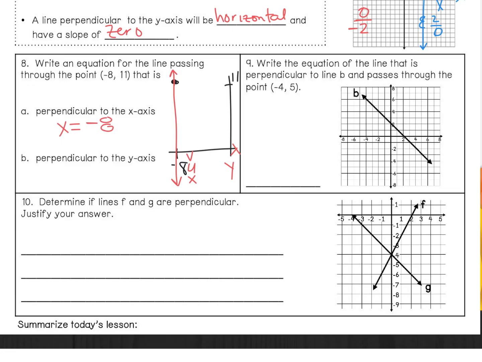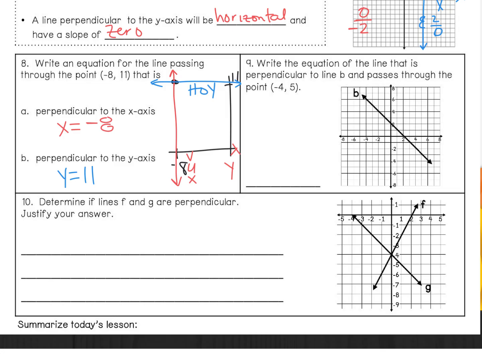x equals -8. If we are perpendicular to the y-axis, now we're OI because our y-axis was vertical, so we've got to go opposite, horizontal. What is my equation for this one? y equals 11. Again, I would draw it. You're not going to be able to just be like, oh, I know what it is. Because if it said parallel, then it would be opposite, right? So draw it so you can see it.